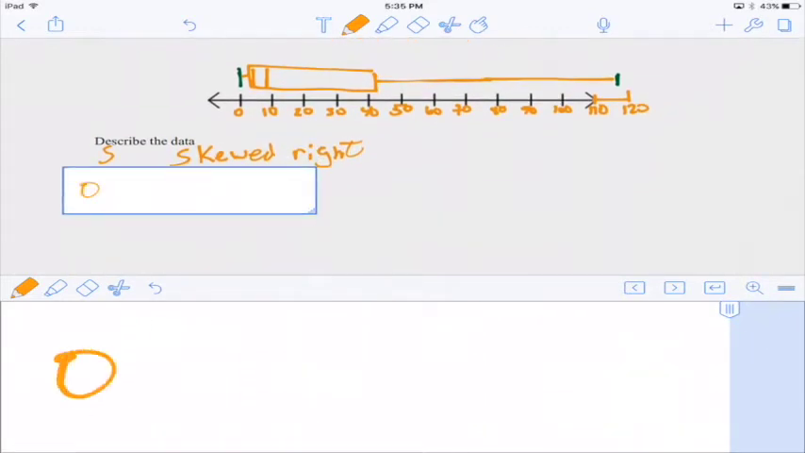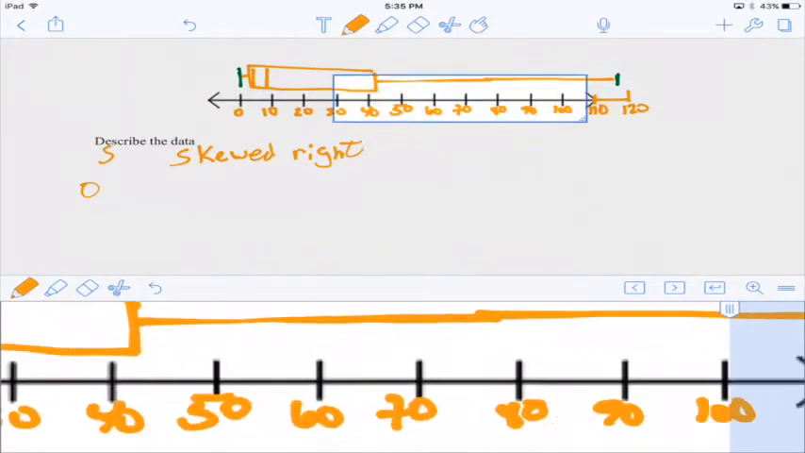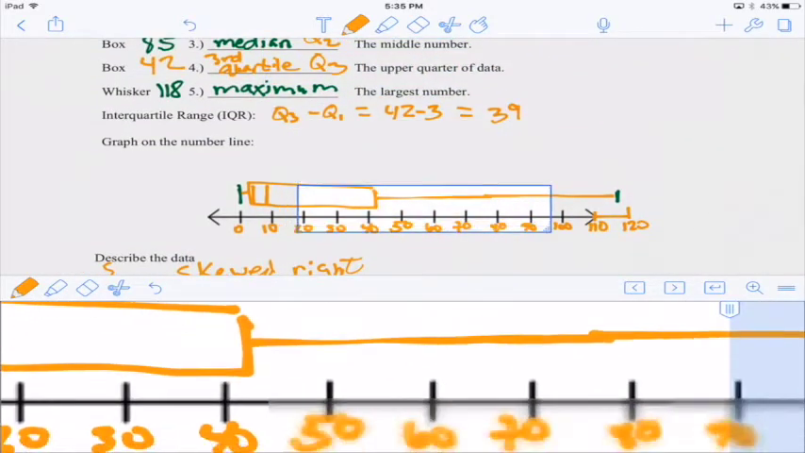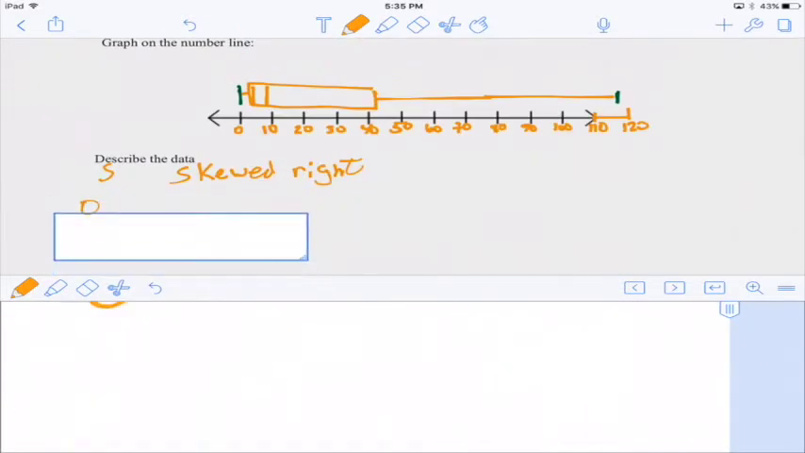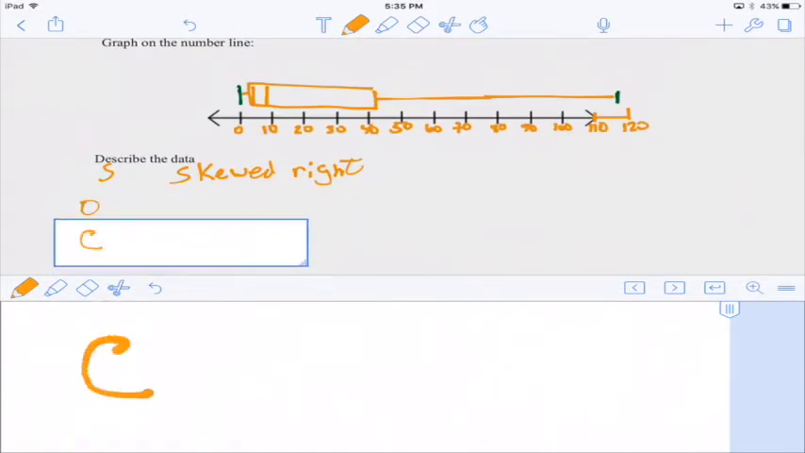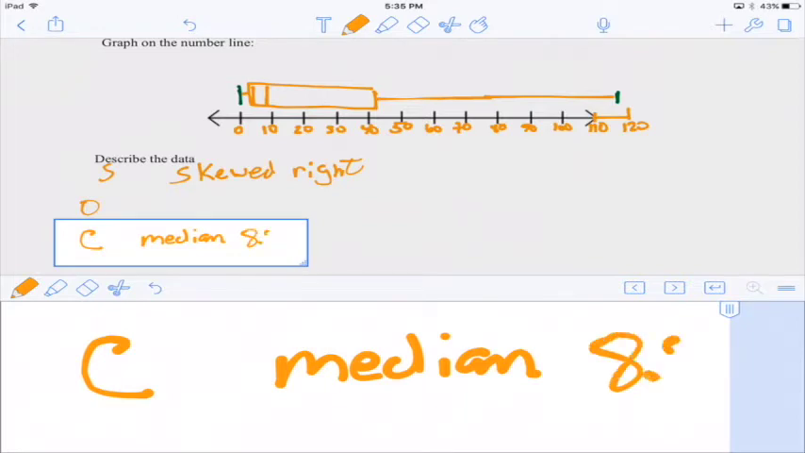Outliers, we have possible outliers and a gap here, right? There's still some values, so I'm not sure if we would want to call it a gap or just outliers. I'm going to come back to that in a second. The center, again, we have a median, so we're going to use that as our median. We'd say the median is 8.5.